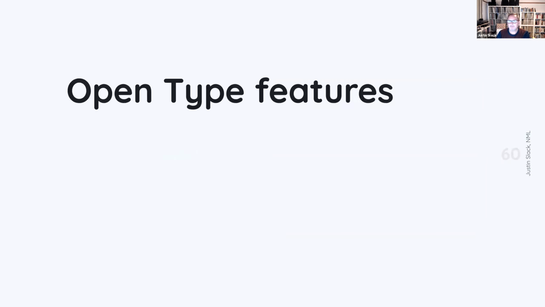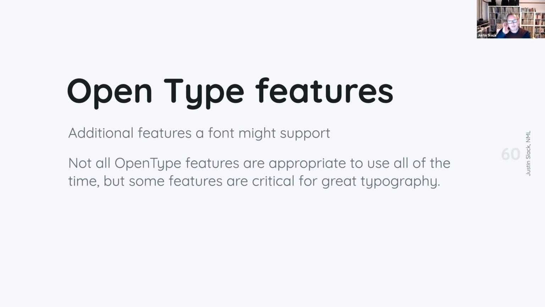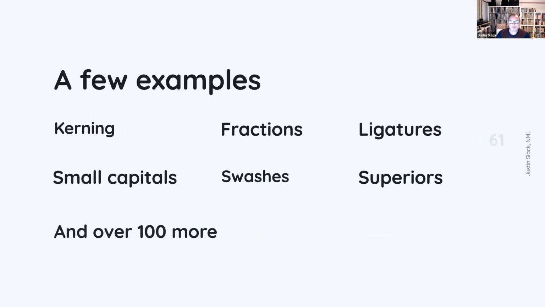So OpenType features are additional features that a font might support, and not all OpenType features might be appropriate to use all the time, but some of them are critical for great typography. Here are some examples, and there might be things you've already heard of. So kerning, as in space between letters. Fractions, I've mentioned. Ligatures, I'll speak about in more detail. Small capitals is when we make a word or a phrase capital letters, but at the same height as the x-height of the lowercase, which we generally use for abbreviations, acronyms, and so on.